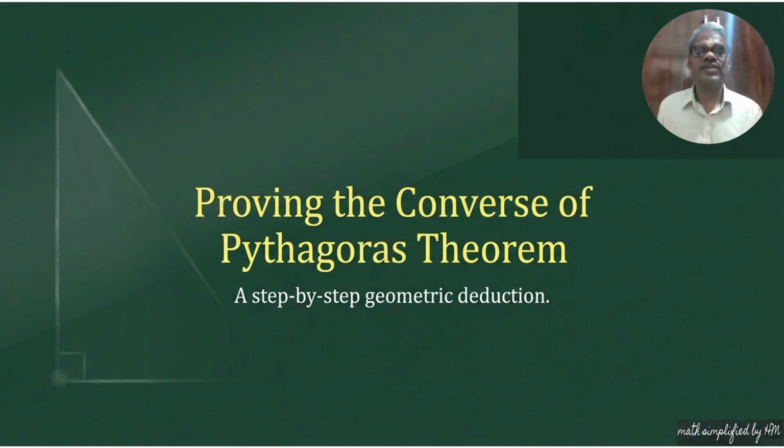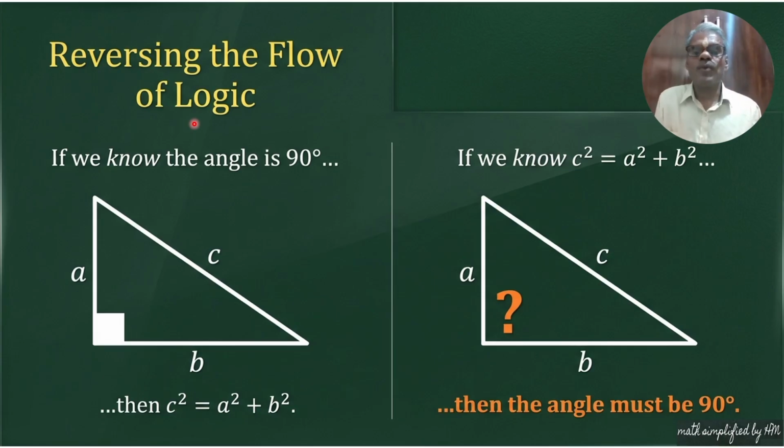Let us get started. Proving the converse of Pythagoras theorem, a step-by-step geometric deduction. Reversing the flow of logic. If we know the angle is 90 degree, we have c square is equal to a square plus b square. Now, if we know c square is equal to a square plus b square, then the angle must be 90 degree. And this is what we have to prove.